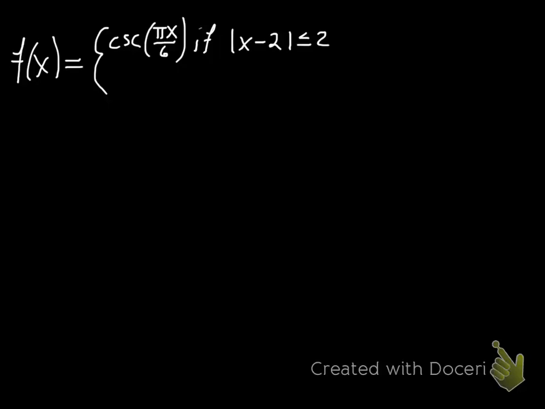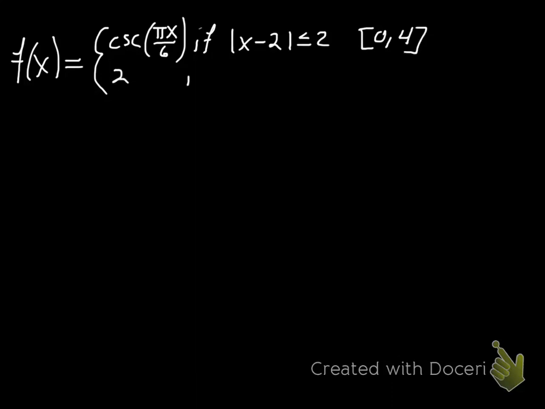Let's take a look at one of those test problems. This was a piecewise-defined function. It was cosecant of pi x over 6 if the absolute value of x minus 2 was less than or equal to 2. So that means the distance between 2 and x is less than or equal to 2. So in interval notation, that is 0 to 4.